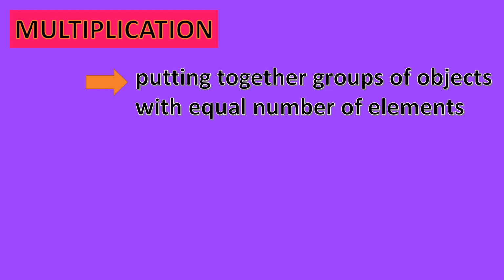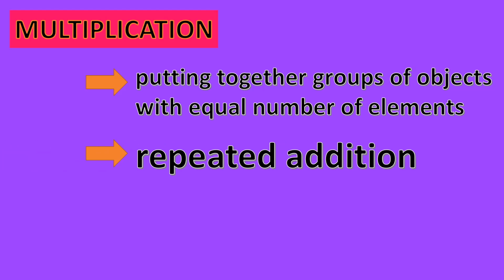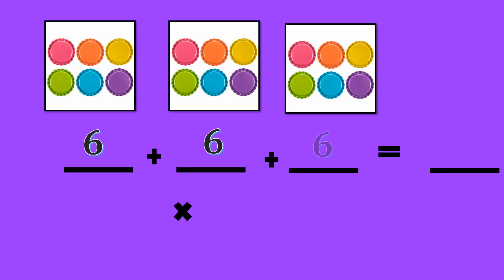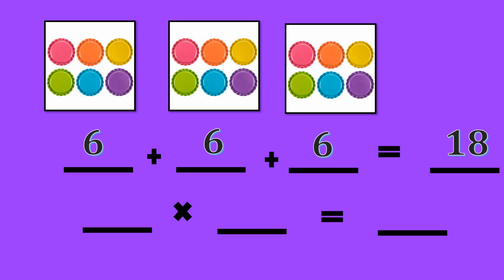We already know that multiplication is putting together groups of objects with an equal number of elements. Another is that multiplication is a repeated addition. How do we say so? So let's have the same example about the bottle caps. If we have 3 groups of 6 bottle caps, that is 6 plus 6 plus 6, and that is equal to 18. And since they have the same number of elements, we can use multiplication.